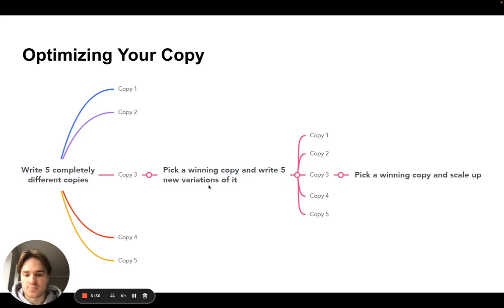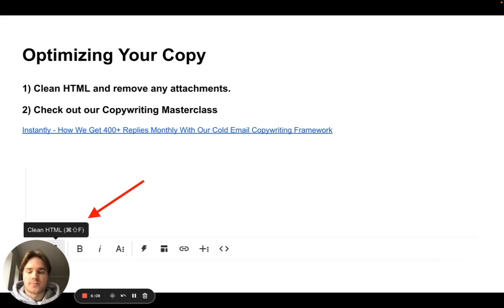Then you're going to pick a winning copy from these 5 that you just wrote, and now write another 5 variations of that winning copy. You'll get another 5, you will test them again the same way, and then you'll pick another winning copy from these 5. So basically, you're always testing different things, choosing what works best, and then iterating on top of that, and then also choosing what works best. Then you just rinse and repeat, do that over and over again, and you will land on a copy that works really well. So basically, just test a lot.